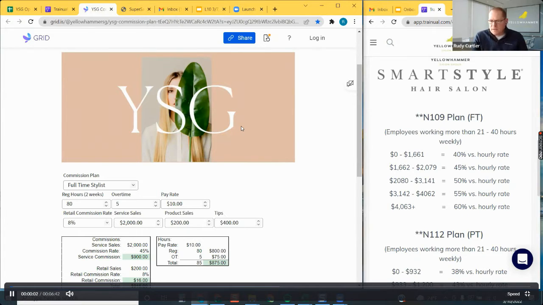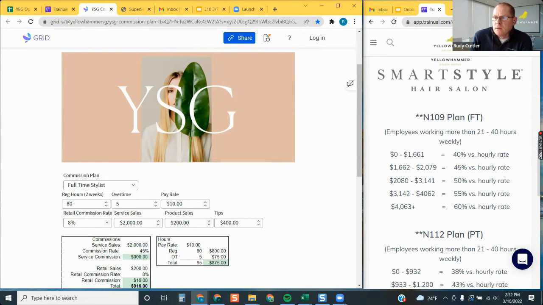Hi, everyone. I am here to chat with you a little bit about the brand new tool at our disposal at YSG. And this new tool is a commission calculator.